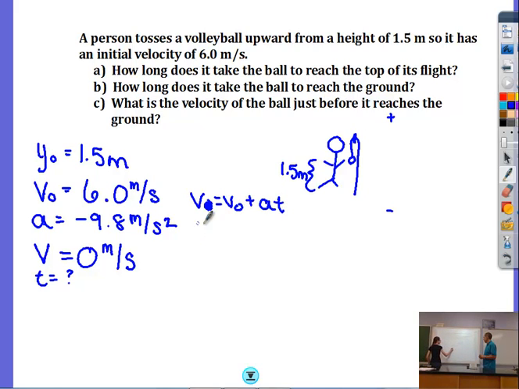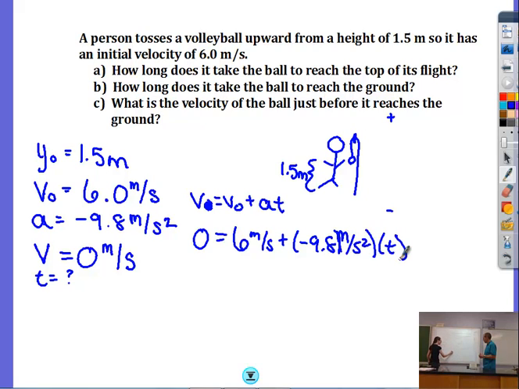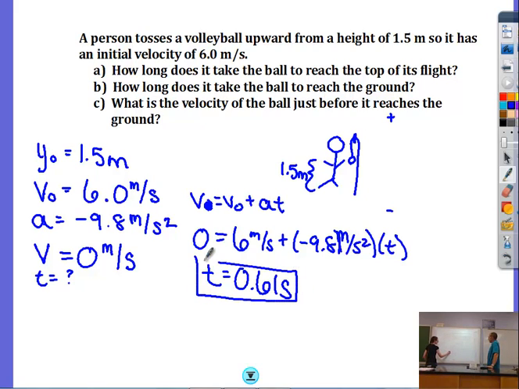So 0 equals my initial velocity, which was 6, plus negative 9.8 times time, T in seconds. All right, so negative 6 equals negative 9.8 meters per second squared times T. So negative 6 divided by negative 9.8 is 0.61 seconds. Okay, that seems like it makes sense. Yep, a little bit more than half a second for it to slow down and stop. Okay, so you got that one answered.